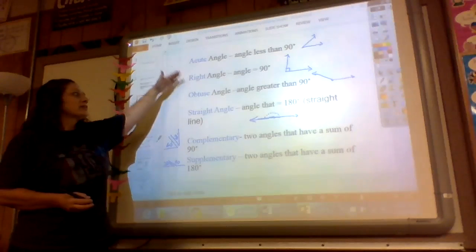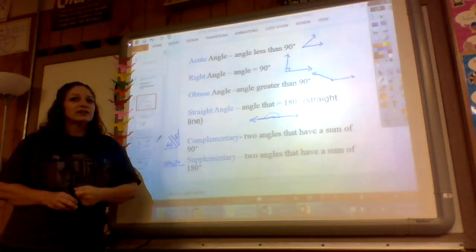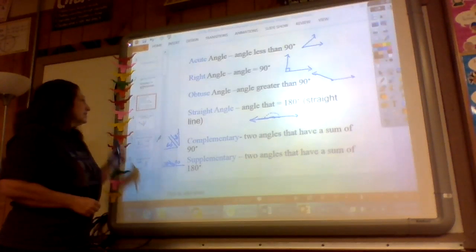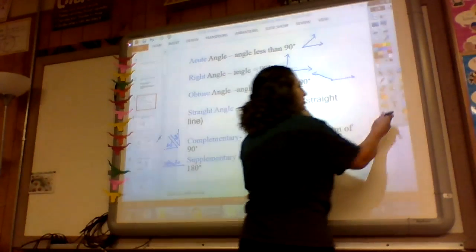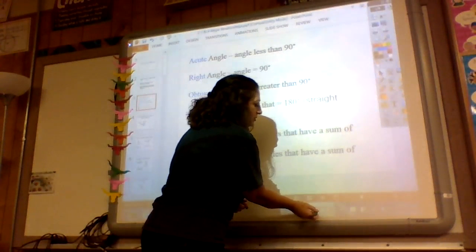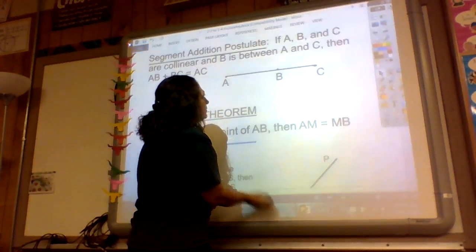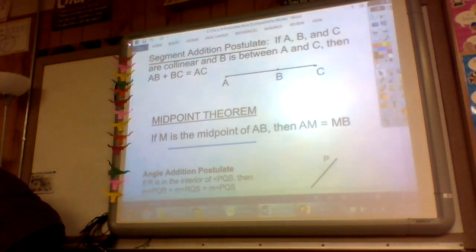So today we're mainly going to focus on these, and we're going to learn how to use your protractor again if you've never learned how to use that. Plus, we have a little bit of angle addition we need to look at. So on that yellow paper we glued in yesterday, you should look at the angle addition postulate.